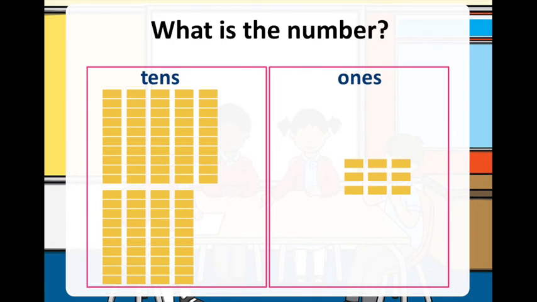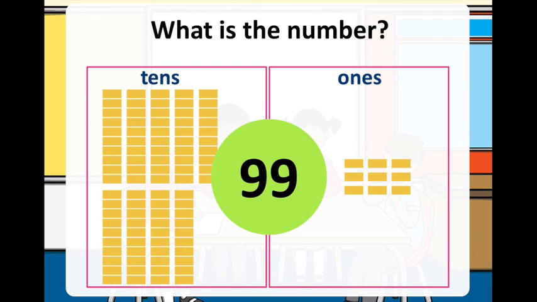Let's try this one over here. Again, we will count how many groups of tens do we have over here. 10, 20, 30, 40, 50, 60, 70, 80, 90. Here we have 90. And now let's count how many extra ones. 91, 92, 93, 94, 95, 96, 97, 98, 99. If you've guessed that this number is 99, super job! Well done!